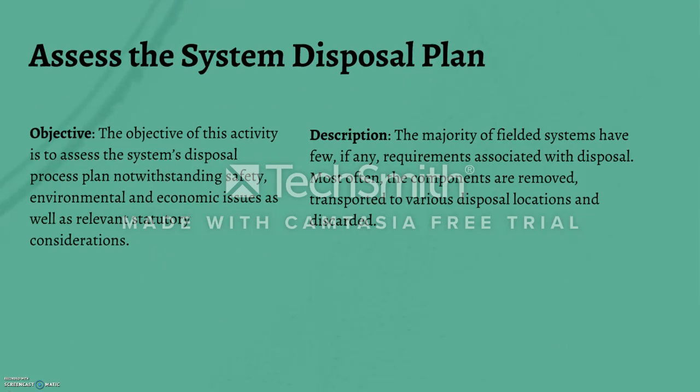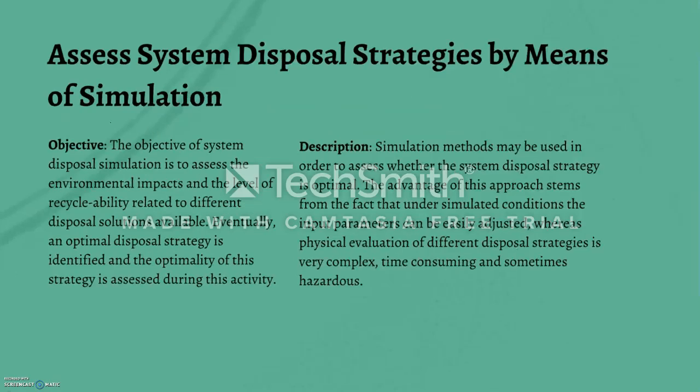The next activity is assess the system disposal plan. The objective of this activity is to assess the system's disposal process plan, notwithstanding safety, environmental, and economic matters, as well as pertinent legal considerations. The majority of fielded systems have few, if any, requirements associated with disposal. Most often, the components are removed, transported to various disposal locations, and discarded.